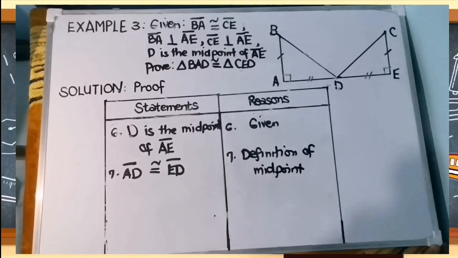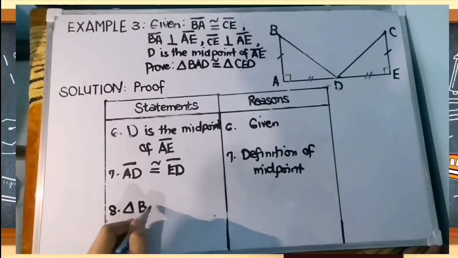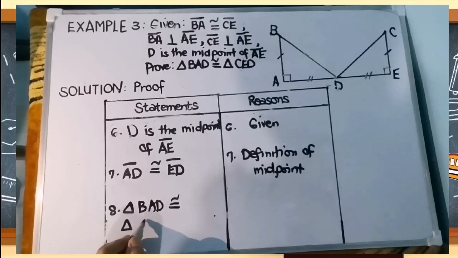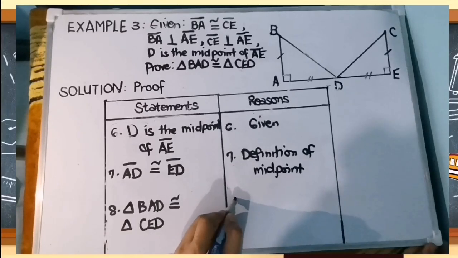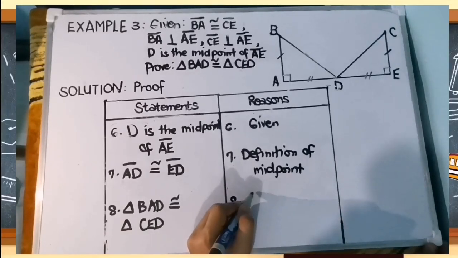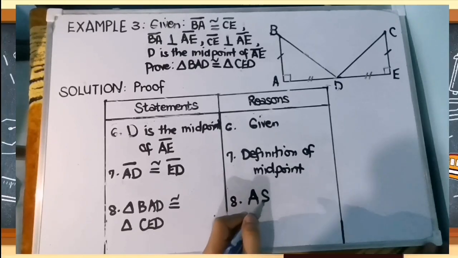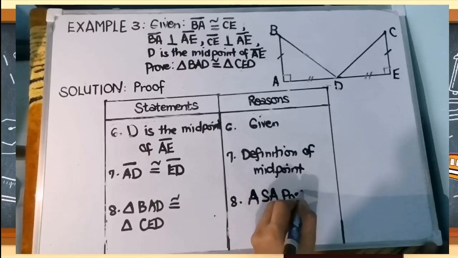And then for our last statement, now we can prove that triangle BAD is congruent with triangle CED based on our given statements from 1 to 7. And then our reason is ASA postulate, or the angle side angle postulate.